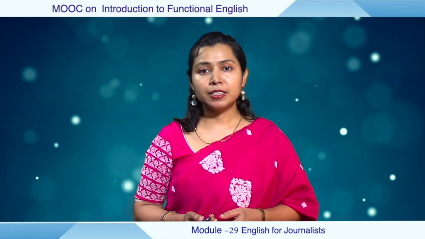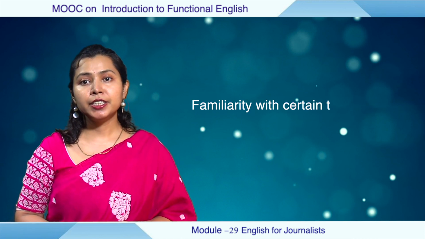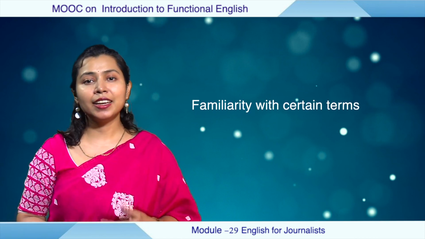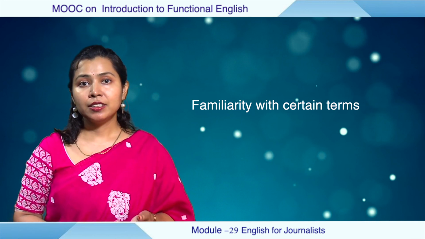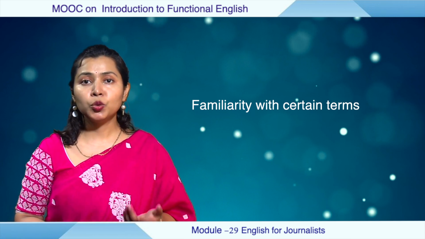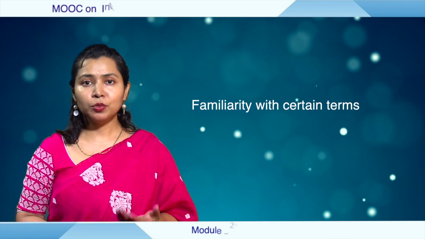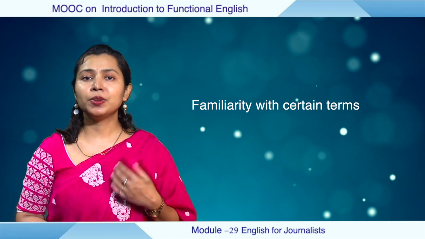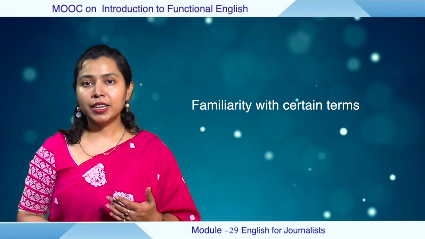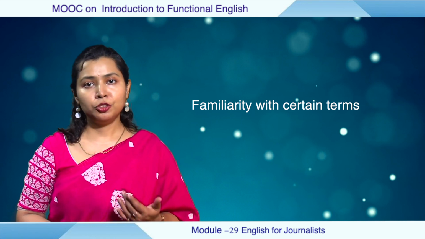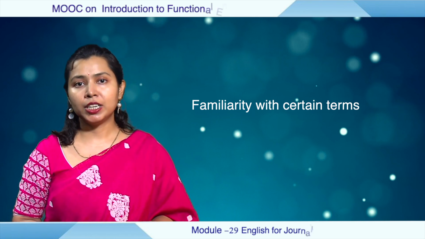So a journalist must be familiar with certain terms which are used again and again in media. For example, lead, inverted pyramid, beat, byline, dateline, scoop, cuttings. These are the words which as a journalist you will come across again and again. So a good understanding of these words is very essential to be an effective journalist.